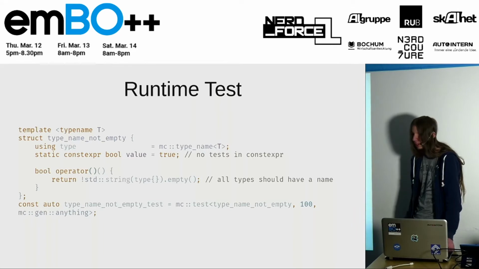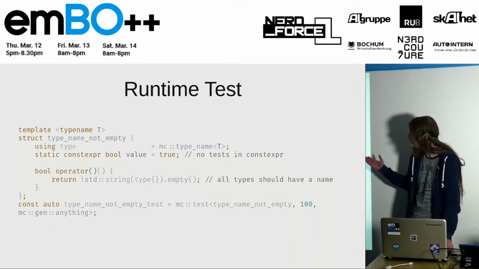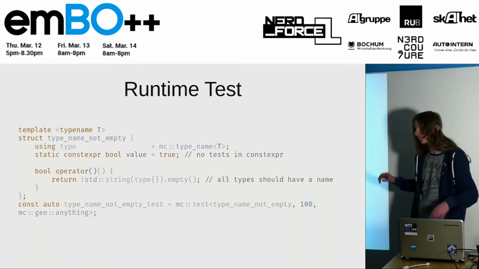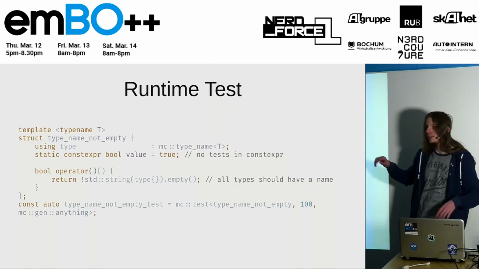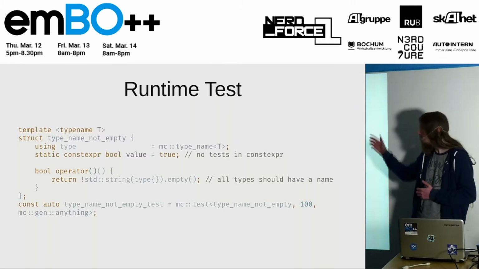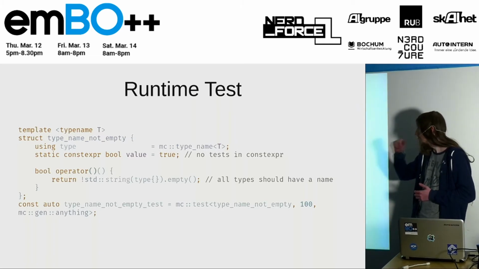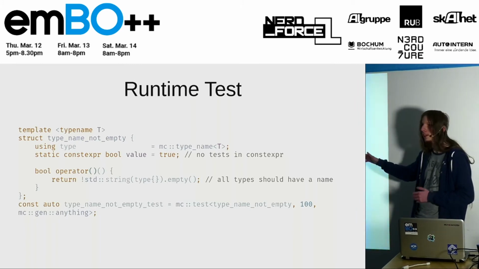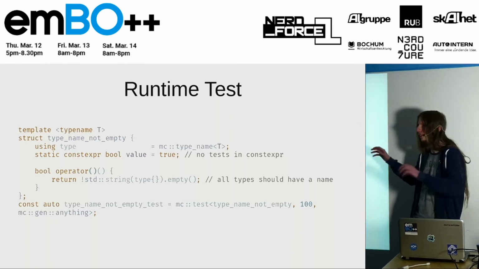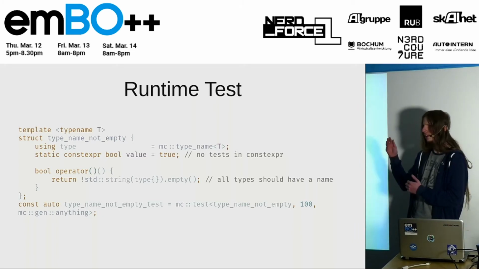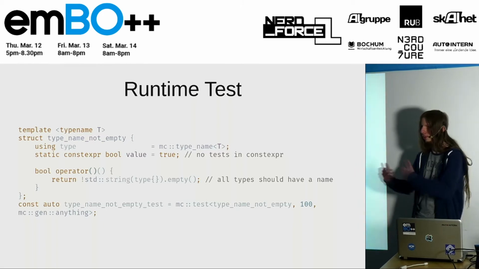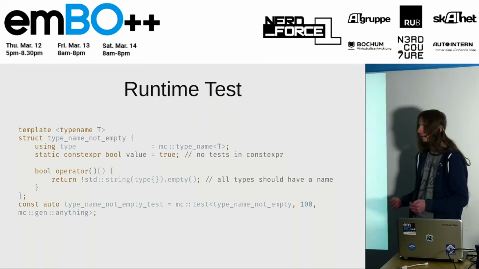I recently added a nice new function, which is runtime tests. As you can see here, a type name not empty is basically the same as the other test case, where you can see it has the value, which is either true or false. And in this case, because this test doesn't have a compile time component, it is always true, so it always succeeds at compile time.